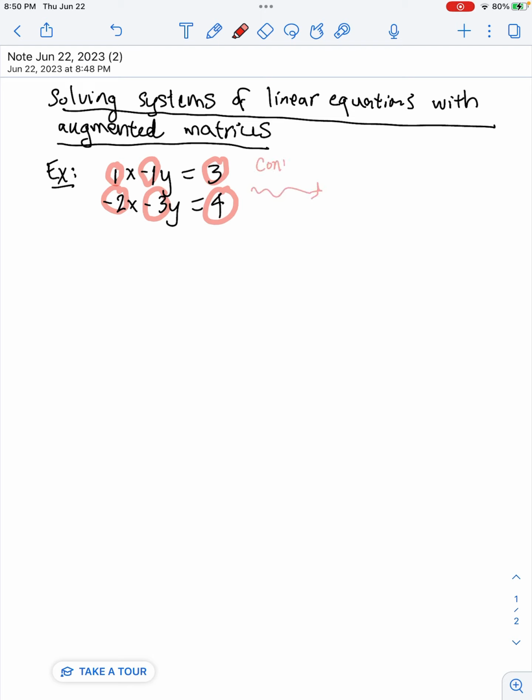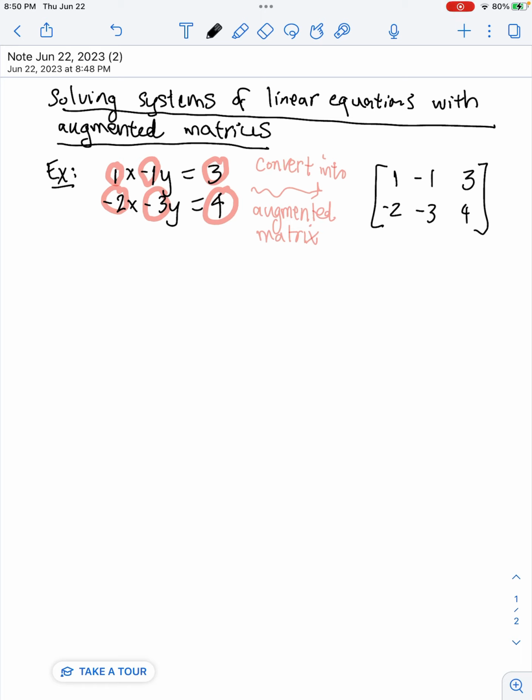You can convert the whole system into an augmented matrix. And so what you do is you just put the numbers into a box, into this matrix. So I have a 1 and the minus 1 and the 3, and then the minus 2 and the minus 3 and the 4. And that's my augmented matrix. Right? It's a matrix with 2 rows and 3 columns.